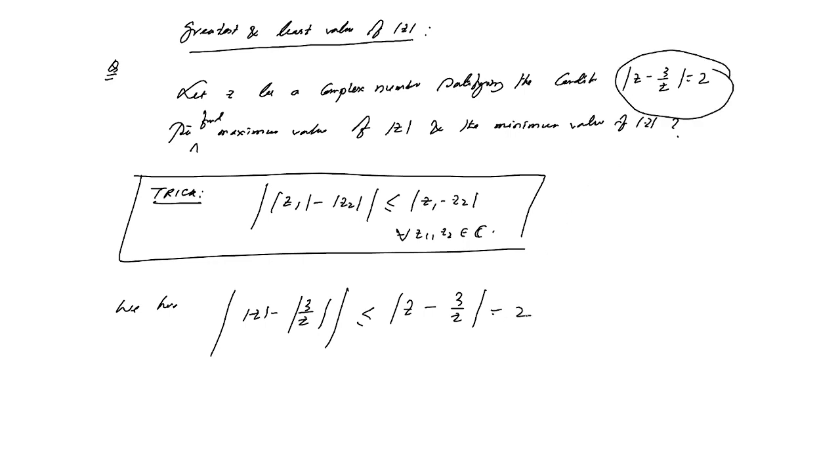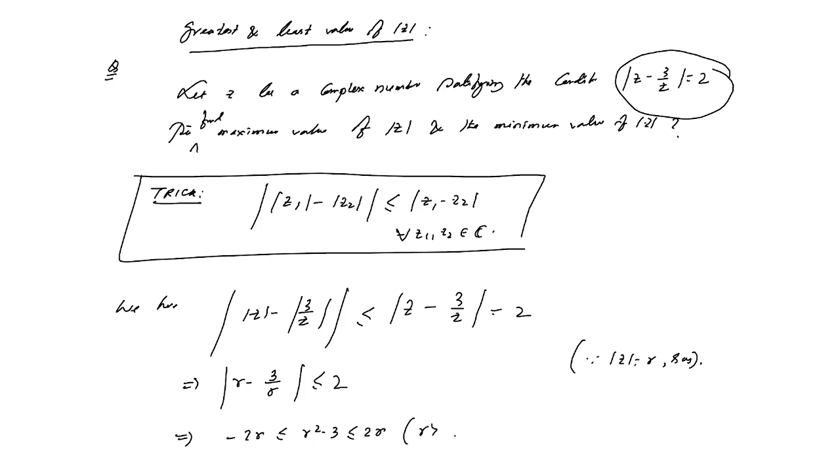So here you will write this is basically 2, and just think about mod z equals r. Say this is the modulus, the distance from the origin. If you take it r, so obviously mod of r minus 3 by r is less than or equal to 2. And here you will see the inequality. The inequality is basically minus 2r less than or equal to r square minus 3 less than or equal to 2r. Here r is basically mod z, so obviously we can consider r is greater than or equal to 0. r is a distance, so it is always non-negative.